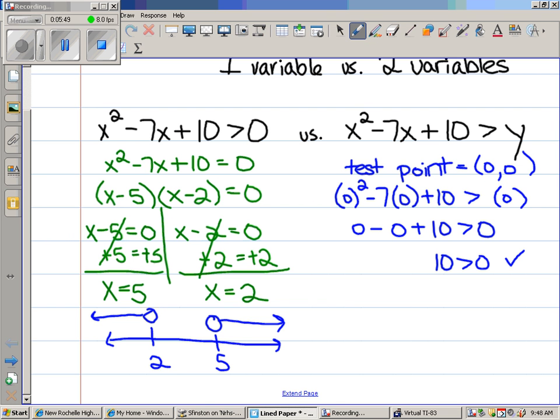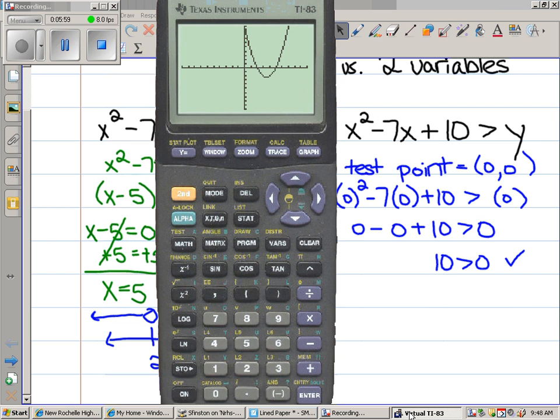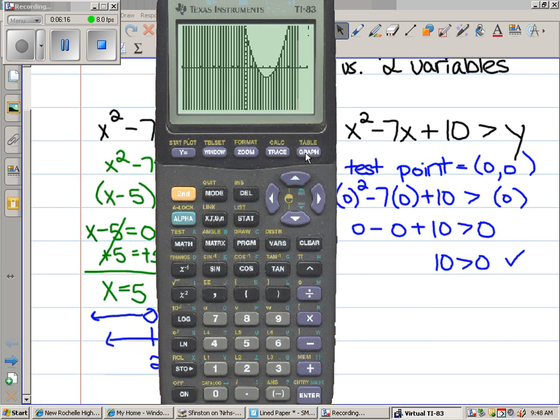What's up? Did people have to pause for a minute and think about that? Yeah. Okay. 10 is greater than 0. So here's what the answer would look like. That means the origin is in the solution, and the solution would look like this. You need to have it shaded that way, and that's shading downwards. Okay, and there's the entire solution for two variables in a quadratic inequality.